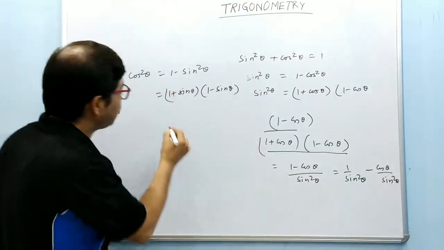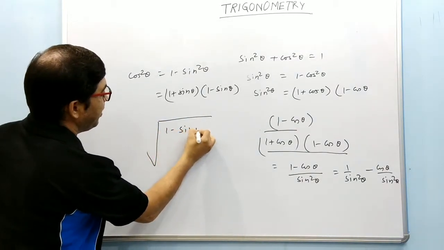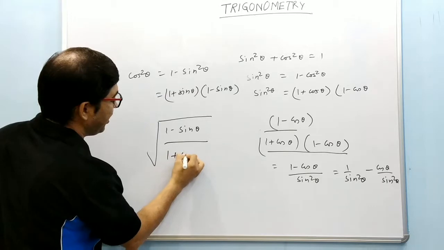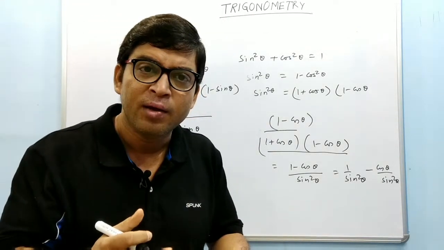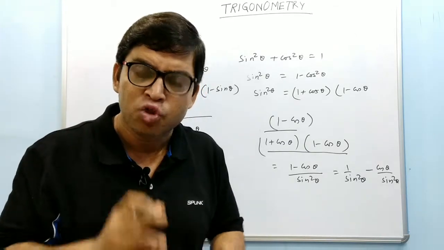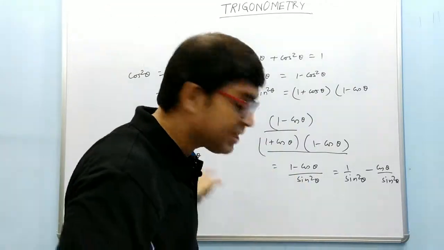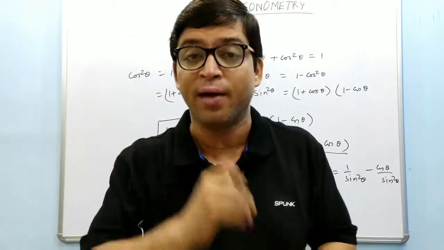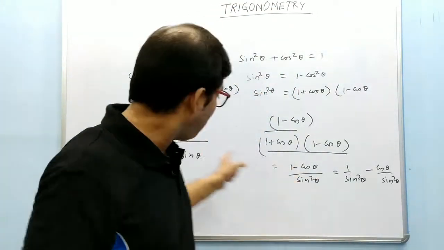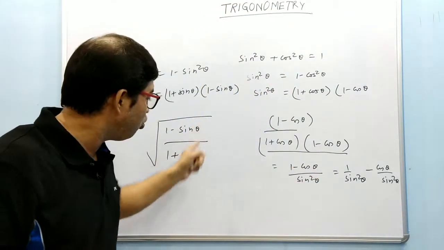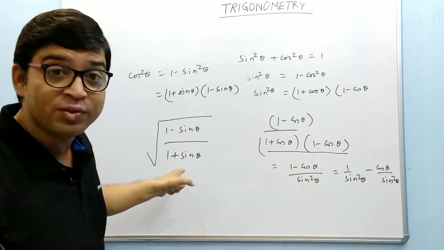Sometimes what we get is like this: 1 minus sine theta divided by 1 plus sine theta, and we have to prove it equal to something without a denominator. So we have to get rid of the denominator. What we will do, we will just rationalize the denominator. Suppose we want in the denominator 1 plus sine theta. So we will multiply both numerator and denominator by 1 plus sine theta. Now I am just getting rid of this denominator.